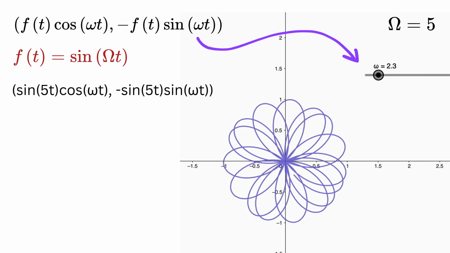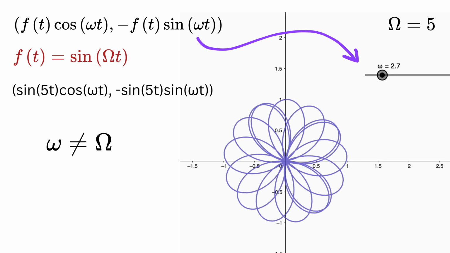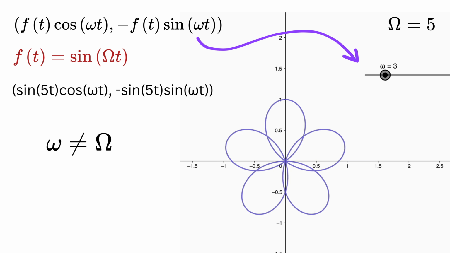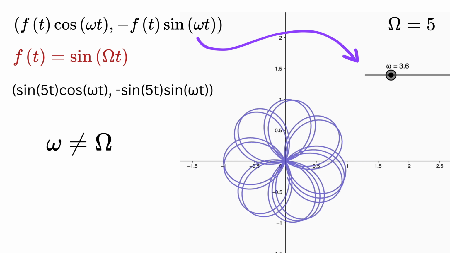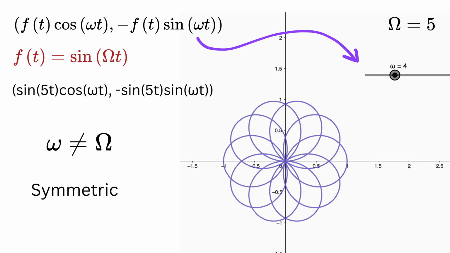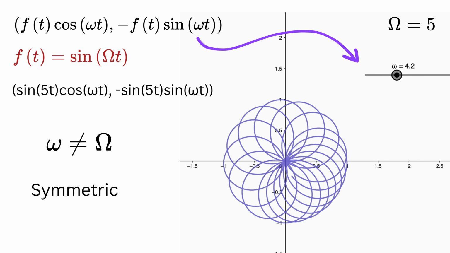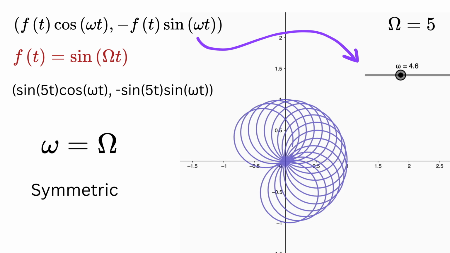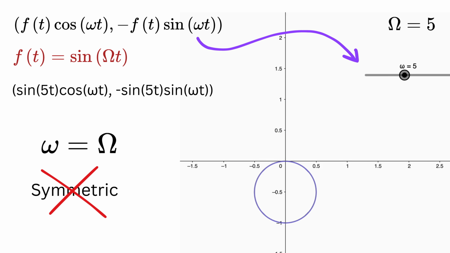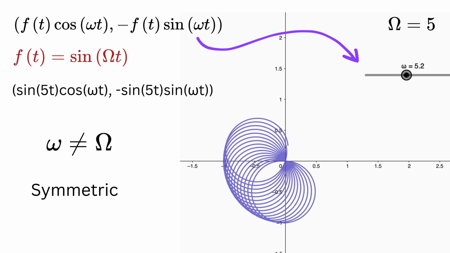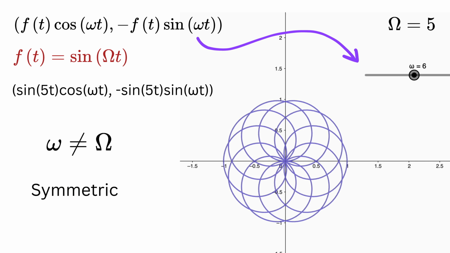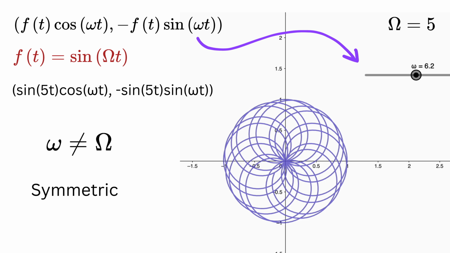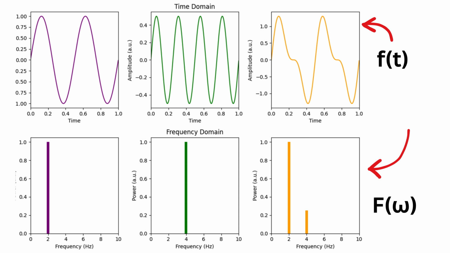But hey, again, notice that as long as the rotation frequency, small omega, does not equal the signal frequency, capital omega, the curve remains symmetric around the origin. Once the small omega finally matches capital omega, the symmetry breaks, and all the contributions align in one direction, producing a strong net amplitude. And that is exactly what the Fourier transform captures. It tells us which frequencies are in sync with the signal and shows them as peaks in the frequency domain.